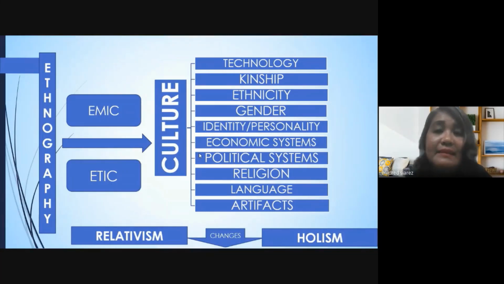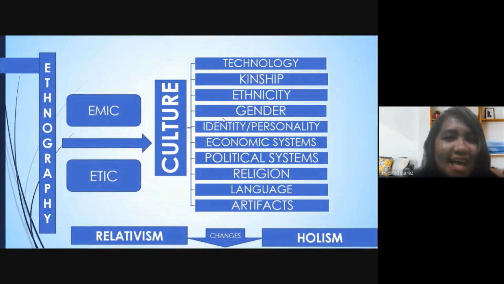Etic comes from people outside who are not involved but who can speak about the people. For example, the emic is the survivor, while the etic comes from doctors and nurses, who are not the persons who had COVID.